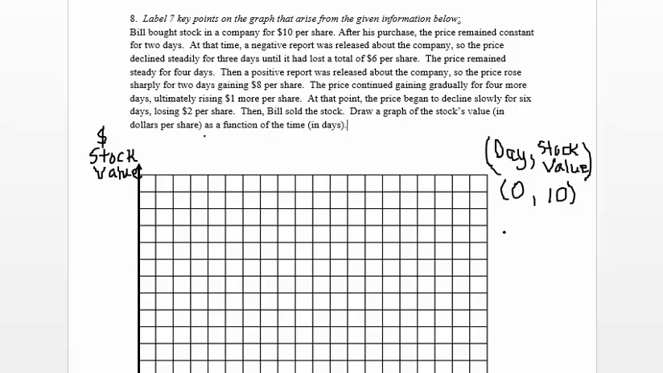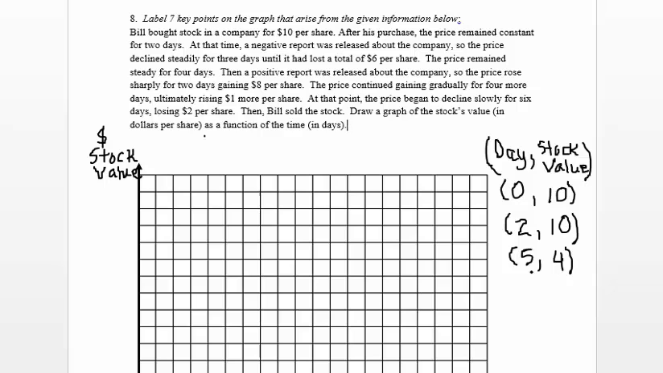After the purchase, the price remained constant for 2 days. So we add 2 to 0, so we're on day 2. And remaining constant means the value of the stock is still $10 per share. At that time, a negative report was released about the company. So the price declined steadily for 3 days. So I add 3 to 2, so now I'm on day 5, until it had lost a total of $6 per share. So I subtract 6 from 10 to get 4.